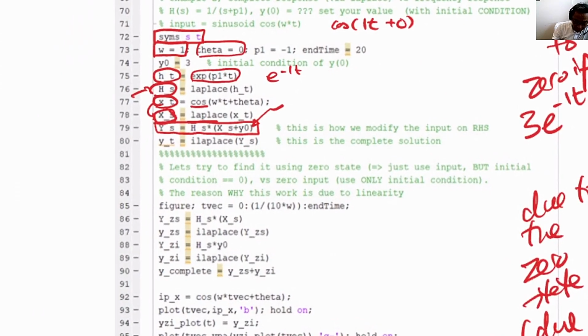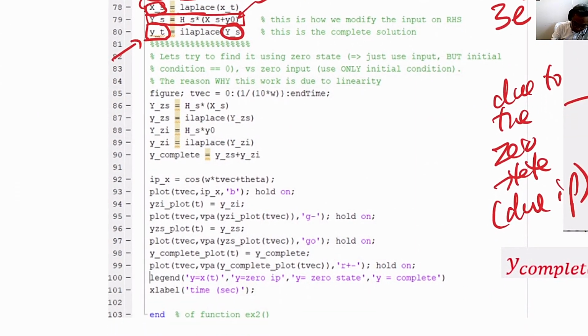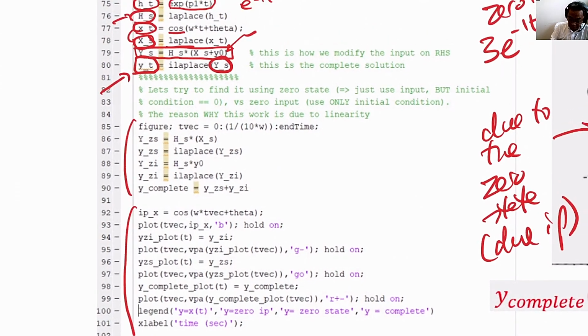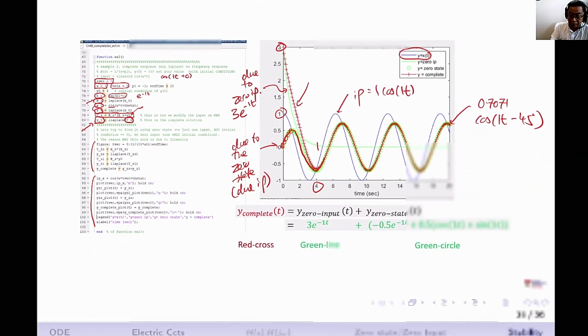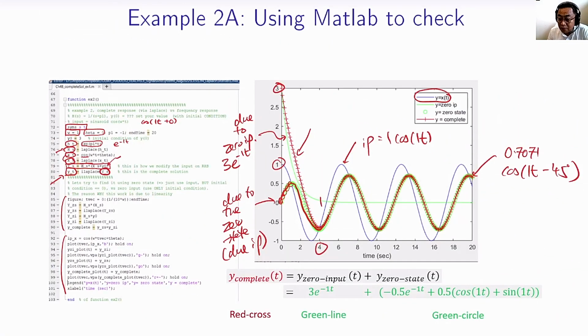Right. And then of course finally, once we have Y(s), we can find y(t), and then the rest is nothing but plotting, as well as showing you the zero state and the zero input response independently. With that, we are finished with zero state and zero input. Thank you.